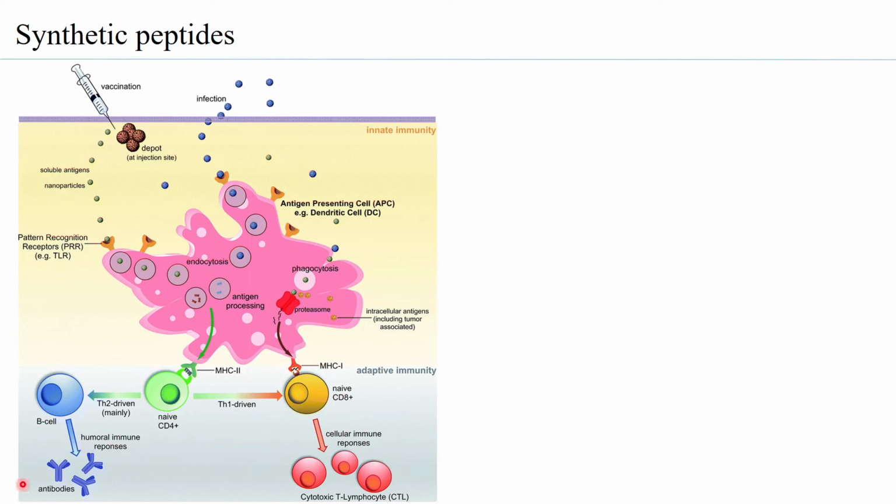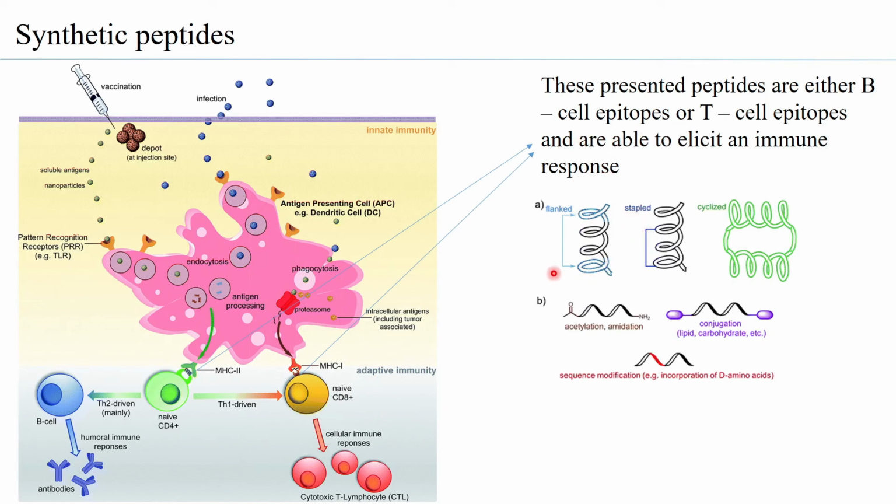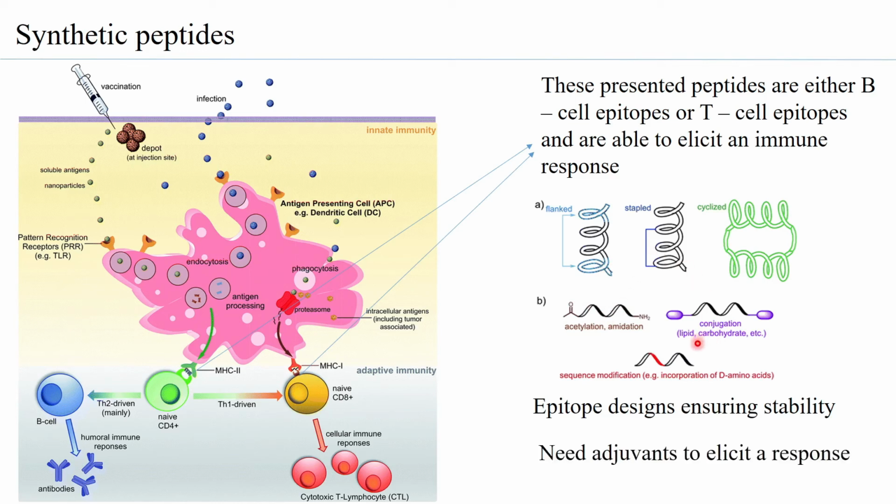So as mentioned, either the humoral immunity is going to be enhanced or the cell mediated immunity is going to be enhanced. But the point that we are trying to make is that it is this peptide that is activating the naive CD4 plus cells, and so why not just use that? So these presented peptides are either B cell epitopes or T cell epitopes and are able to elicit an immune response. Now, there are a lot of epitope designs that have been made to ensure that they are stable when they are injected, and these epitopes are able to elicit an immune response.